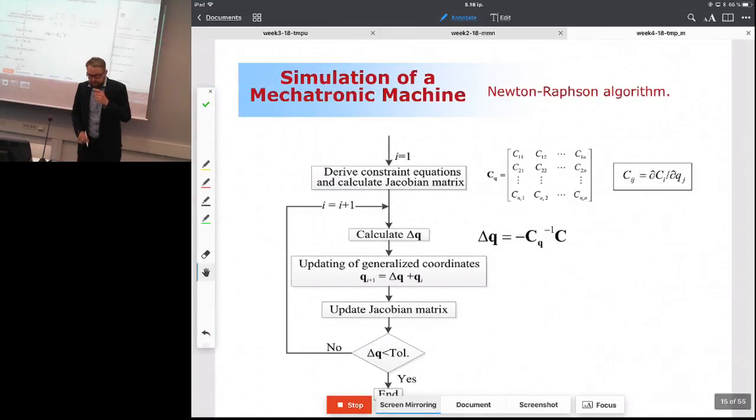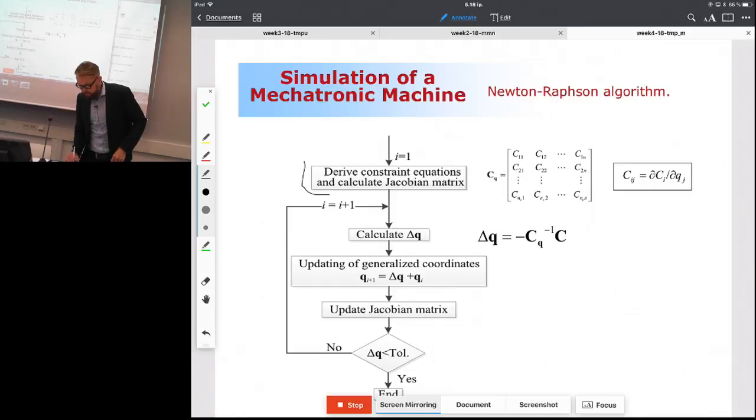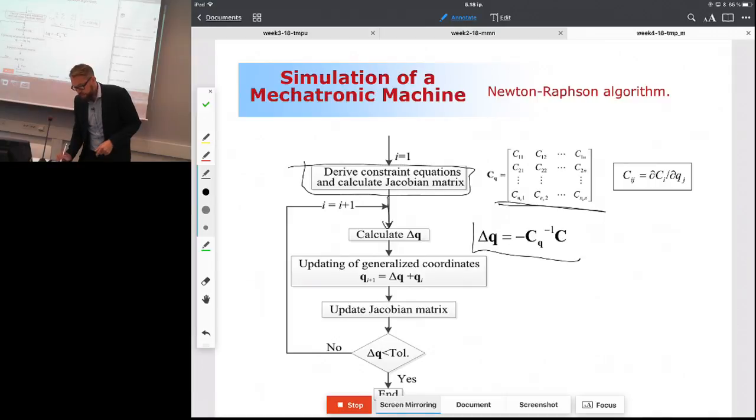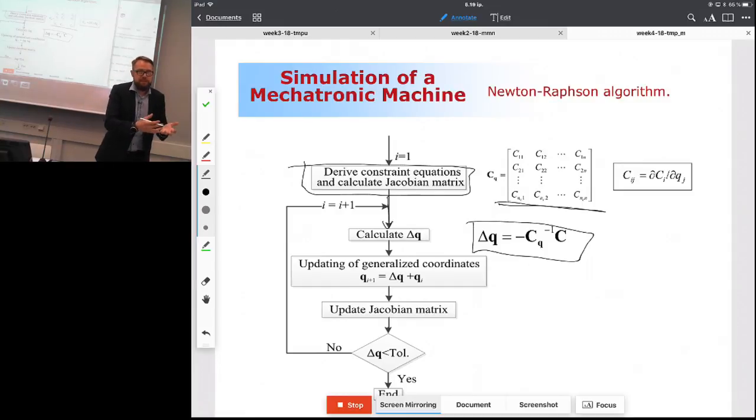This is the algorithm you have to follow in order to solve the kinematic responses. You get started by first deriving the constraint equation and computing the Jacobian matrix. It's very mechanical work. You will get this matrix, and then you calculate the Newton difference based on this equation. You invert the Jacobian matrix, take the vector of constraint equations, and with those two pieces of information, you can solve for the Newton difference. It tells you how to update the generalized coordinates in order to reach the final destination.